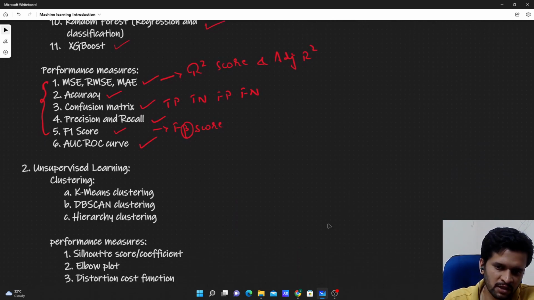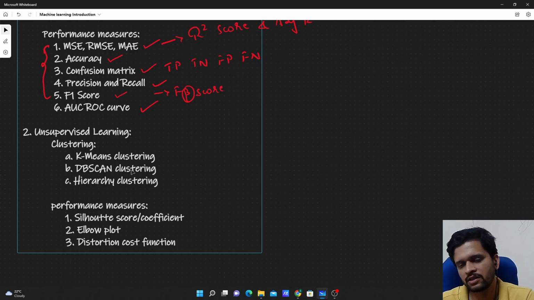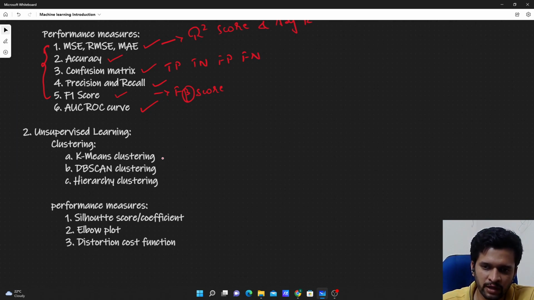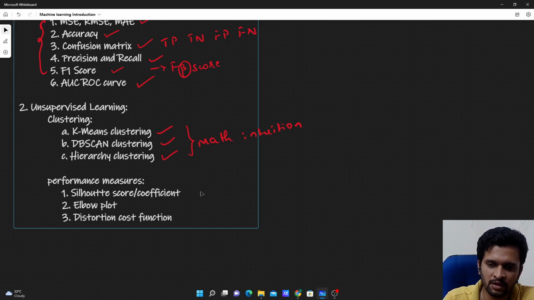Then coming to unsupervised learning, I'll talk mainly about clustering techniques. When I say clustering, it is grouping of similar data together. Therein I'll talk about the K-means clustering algorithm, DBSCAN, and hierarchical clustering, along with in-depth math intuition behind each one of the algorithms. Then I will talk about the performance measures for clustering algorithms. There are two or three main or important performance measures.